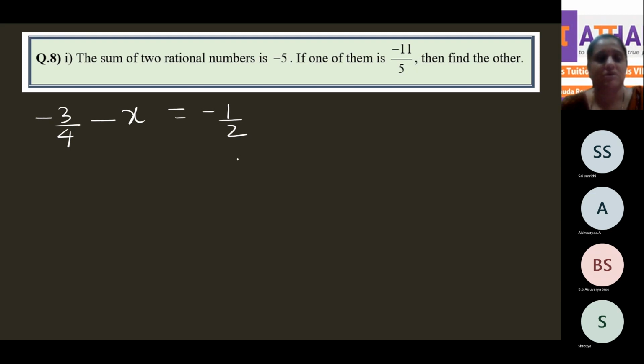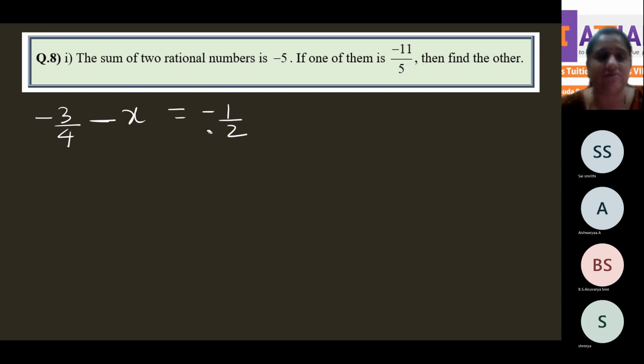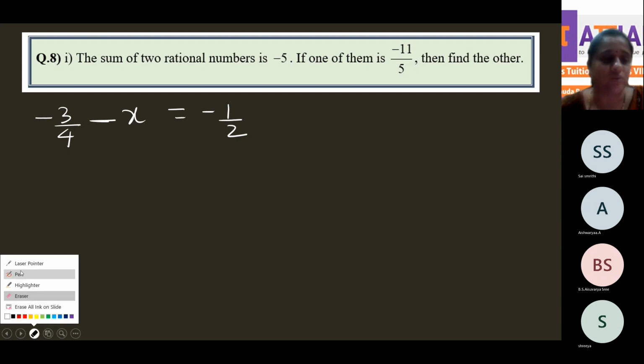So this is the equation. After "from," we have minus 3 by 4. What should be subtracted from minus 3 by 4? Let x be subtracted, so first minus x. And the required result is minus 1 by 2. So this is the equation.